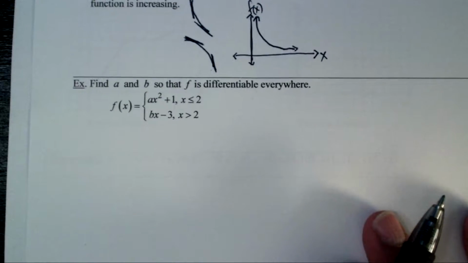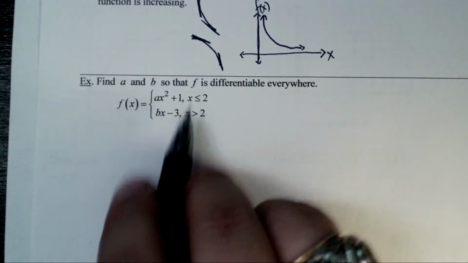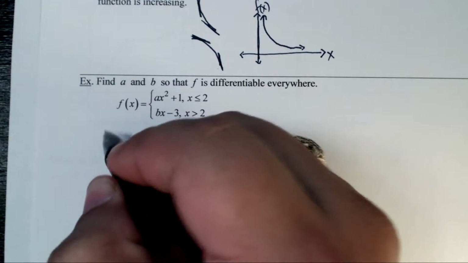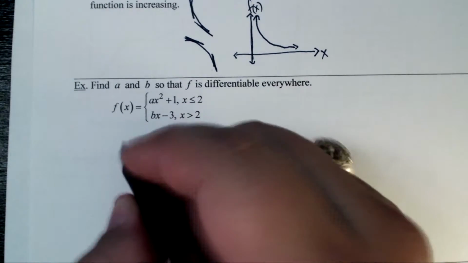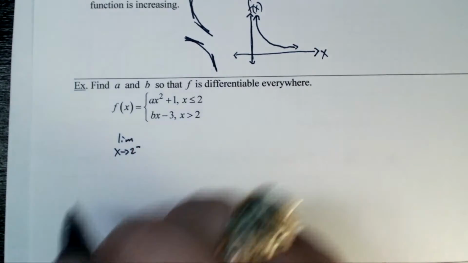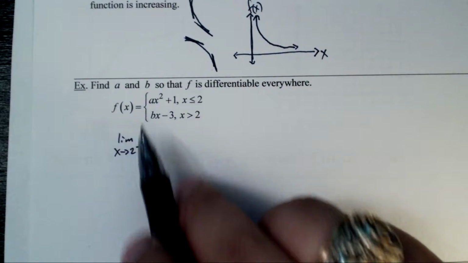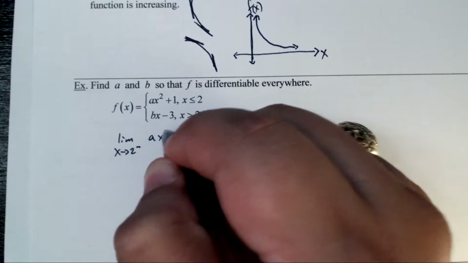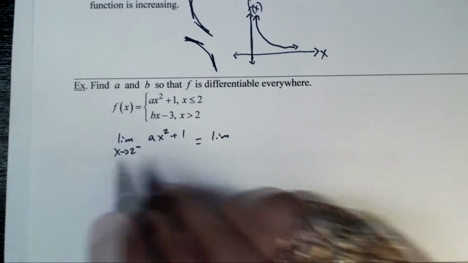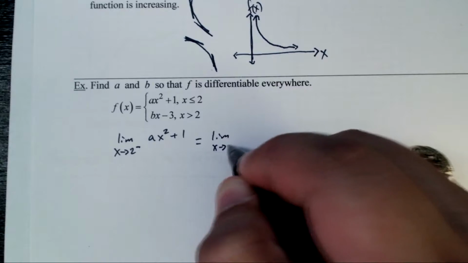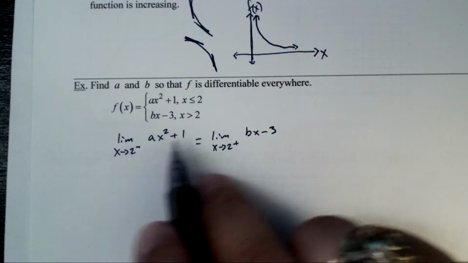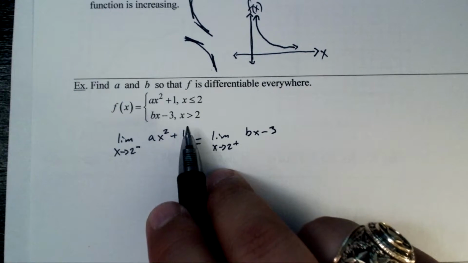Okay, so we know that this function has to be continuous at the point x equals 2. So we're going to have to take the limit. Make sure the paper is lined up. The limit as x approaches 2 from the left, so that'll be the first one, right? Anything less than 2, of ax squared plus 1, has to be equal to the limit as x approaches 2 from the right of bx minus 3, because that's the function that we're using to the right of 2, anything greater than 2.